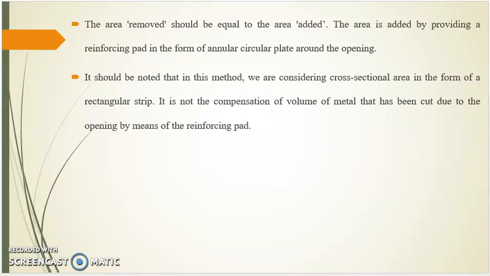The area is added by providing a reinforcing pad in the form of an annular circular plate around the opening. It should be noted that in this method we are considering cross-sectional area in the form of a rectangular strip. It is not the compensation of volume of metal that has been cut due to the opening by means of the reinforcing pad.